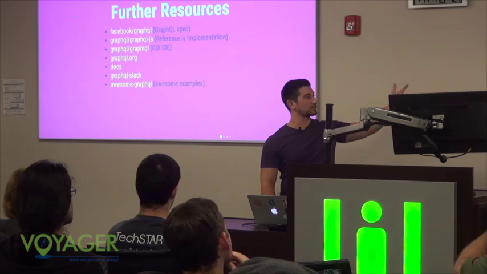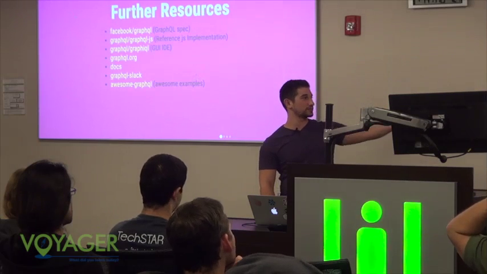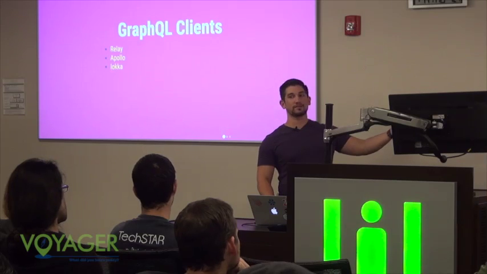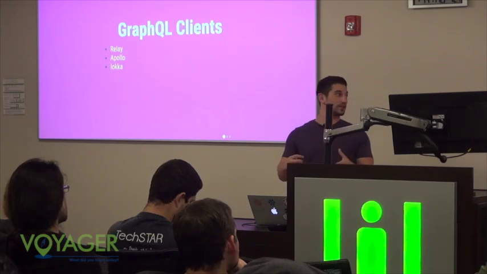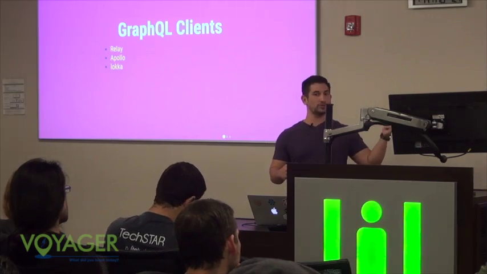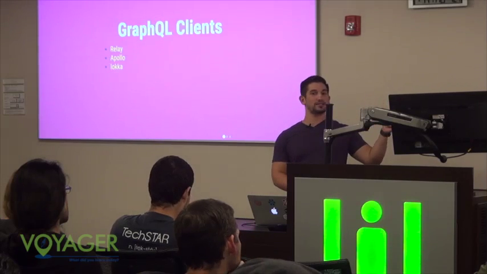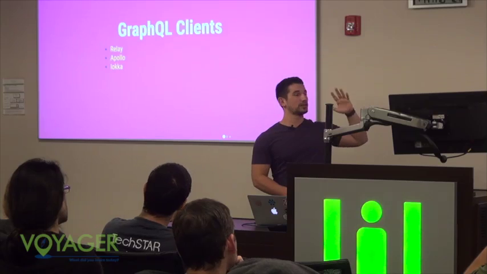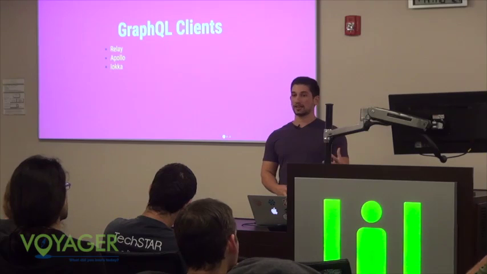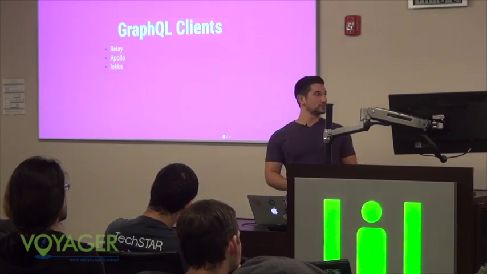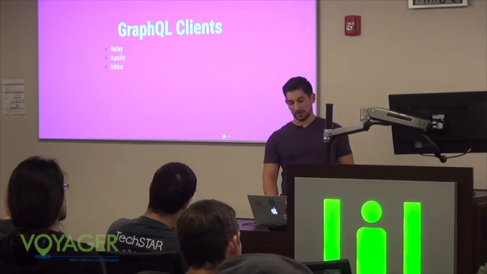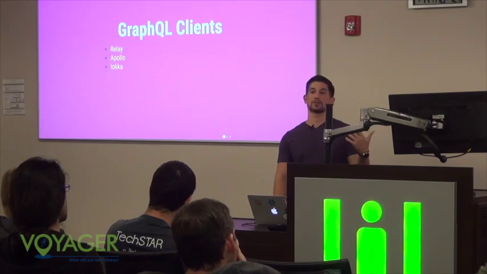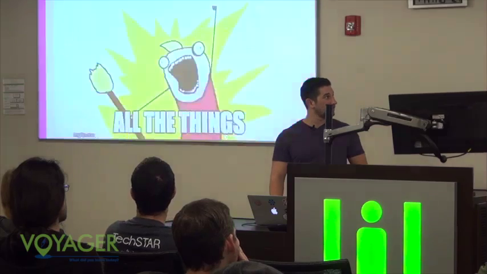And then there are some other docs. There's a Slack chat for it. And awesome GraphQL has a bunch of links. So there's some clients. I mentioned Relay. Lets you do a lot of things on the front end. Apollo is super cool, and their goal is to be front end agnostic. So Relay works for React, if you're using React. But Apollo is supposed to be front end agnostic. So if you want to use Angular or Vue, or take your pick. And then Loka is a really lightweight client that lets you do HTTP queries with GraphQL really nicely.